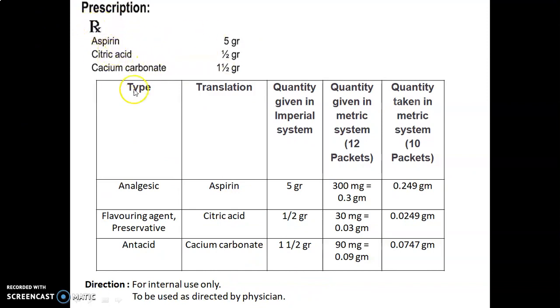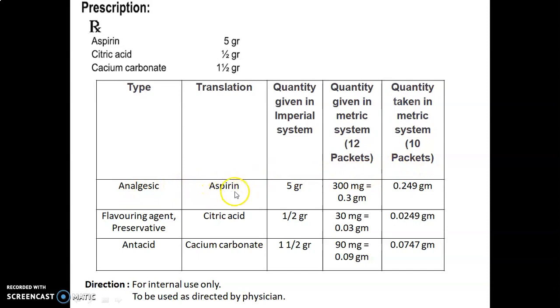This is the prescription. Let's discuss in detail the formula table. Type means category, use, or role of the ingredient. Translation means the name of the ingredient. Quantity is given in the imperial system, that is in Latin terminology. Then the quantity given in the metric system for the 12 packets of the powder, and the quantity taken in the metric system to prepare the 10 packets of powder.